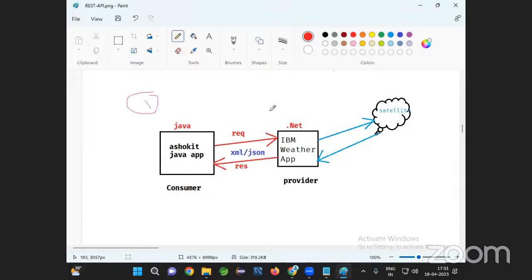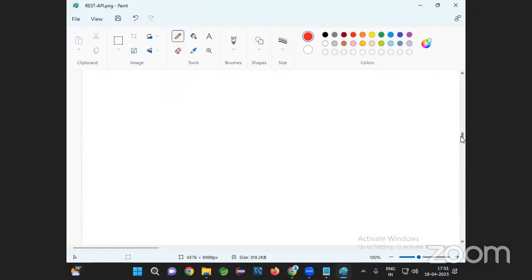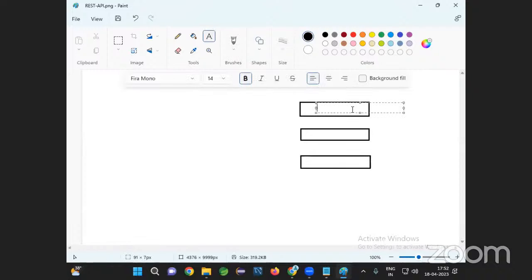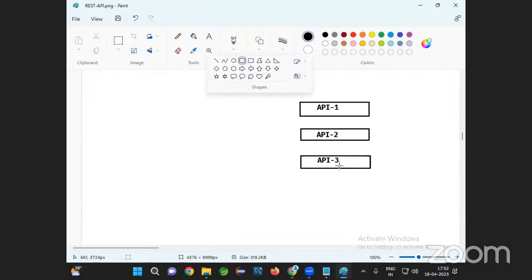This is one scenario. Another scenario, microservices. Microservices means only backend logic will be available. API 1, API 2, and API 3. Backend APIs will be available. These APIs are also REST APIs. These three APIs are called RESTful services.